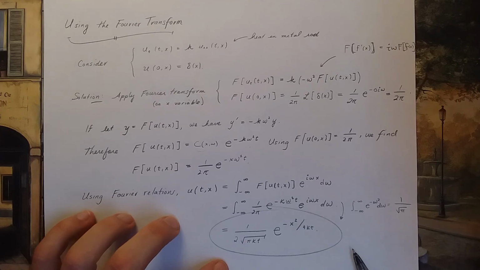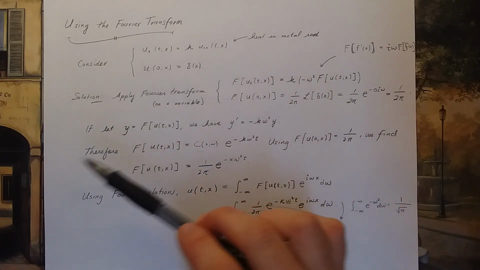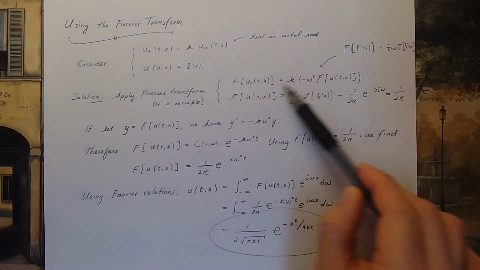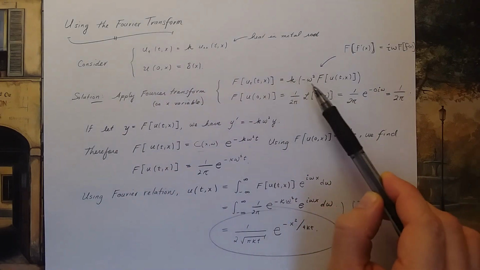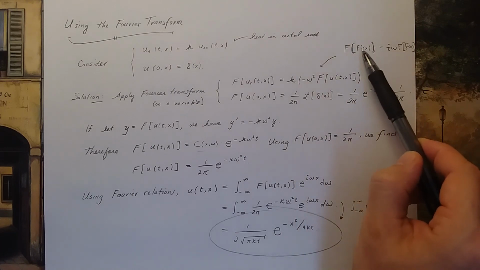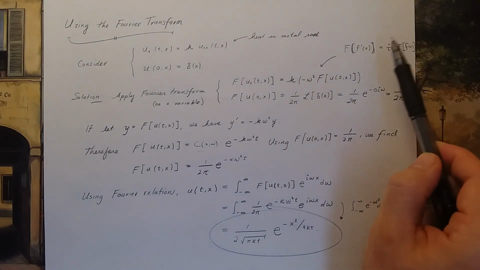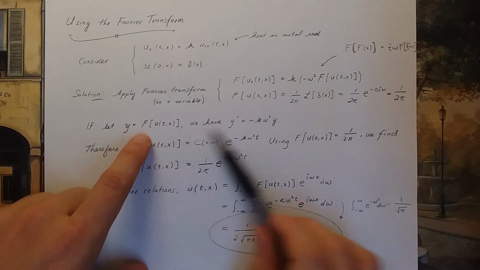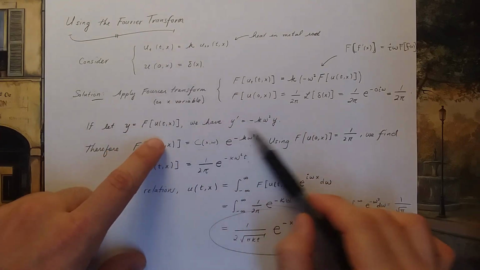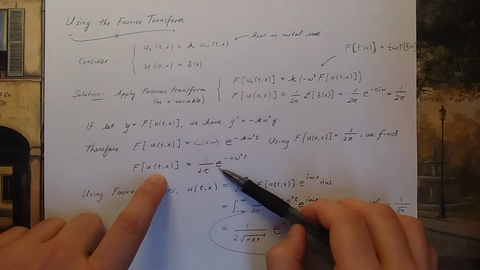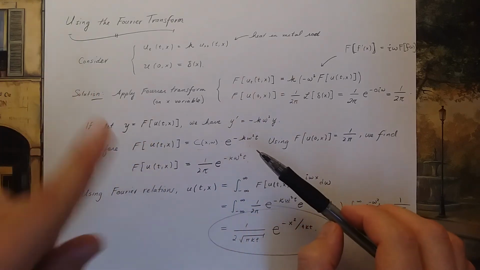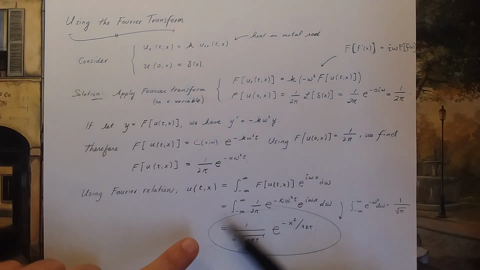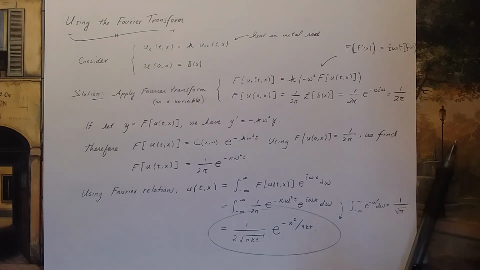So what was the overall strategy that we employed? Well, I took the Fourier transform of everything. I used properties of the Fourier transform, in particular, how to take the Fourier transform of derivatives to simplify. Then I got a differential equation in t. I could solve that. I get my Fourier transform. And then to undo the Fourier transform, I employ the Fourier relations and find my actual answer. All right, wonderful.